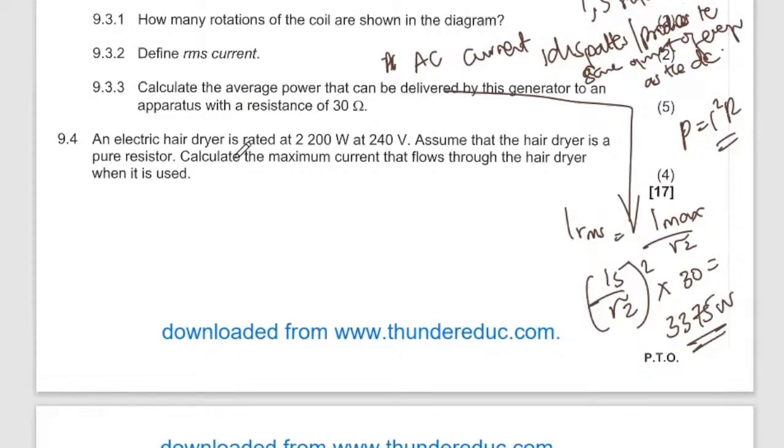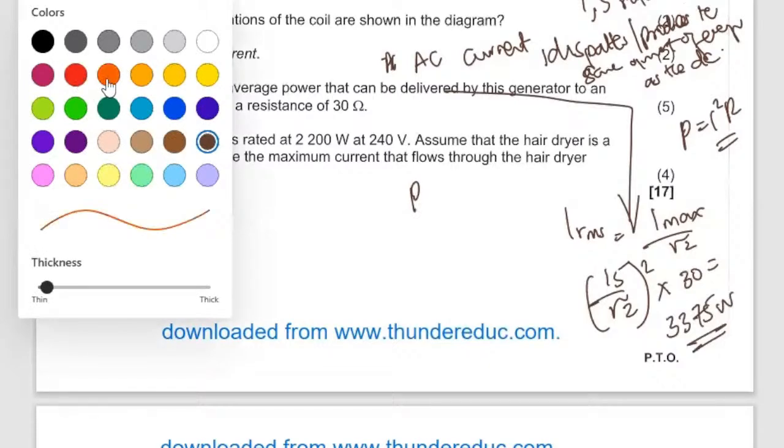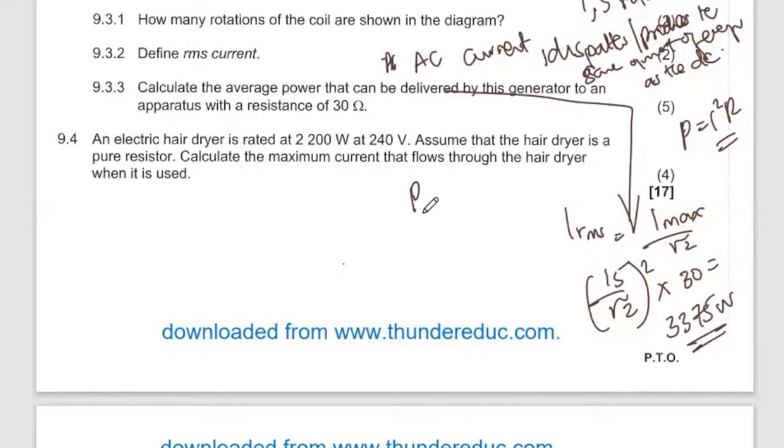9.4 is a hair dryer, not a chair dryer. A hair dryer that is rated at 2.2 kilowatts at 240 volts. Then assume that the hair dryer is a resistor; find the maximum current that flows through the hair dryer. So what we can see is that we have the power. Let me just choose a different color. The average power is I times V.